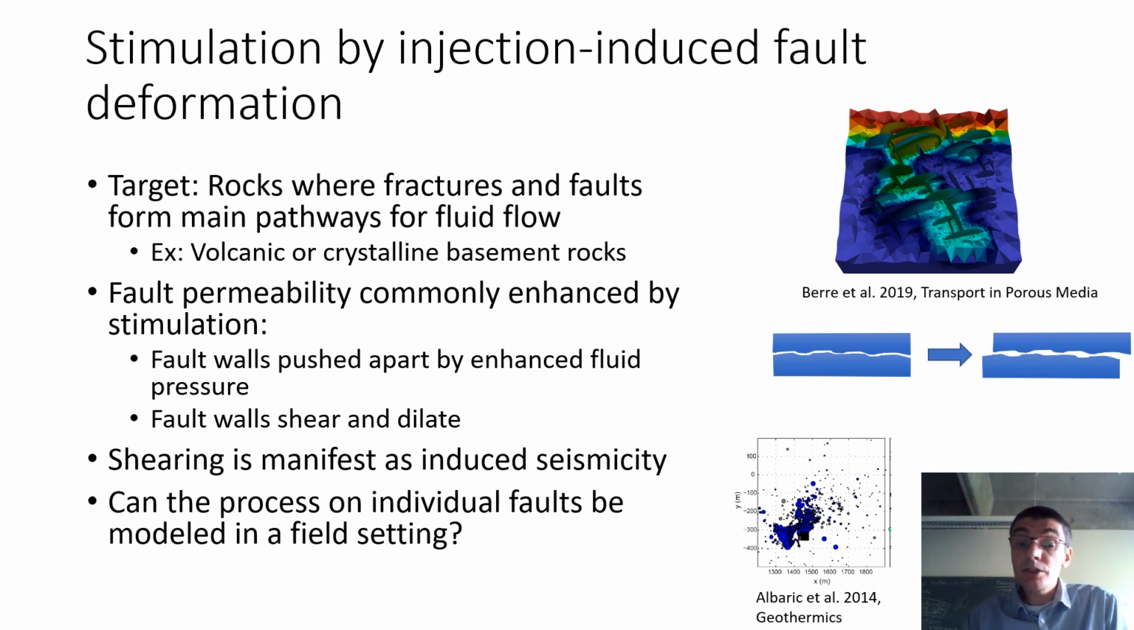To achieve that, fluids are injected into the faults, and the fluid pressure will then work to push the fault walls apart so that existing tensions in the reservoir will make the fault slide. In this sliding, the fault walls will also dilate, enhance aperture, and thereby permeability will increase. On the surface, this shearing of the fault is manifest as induced seismicity.